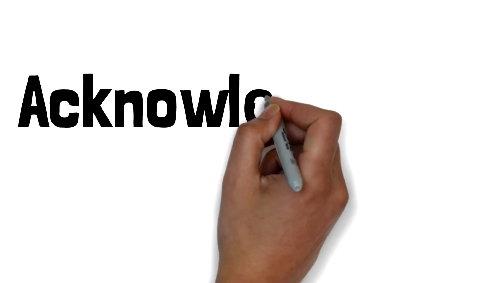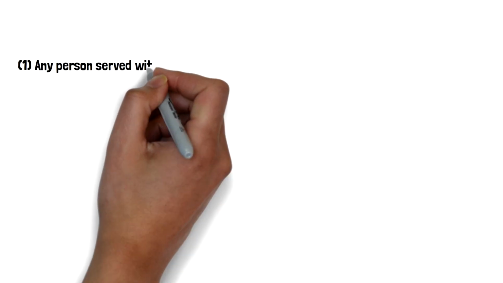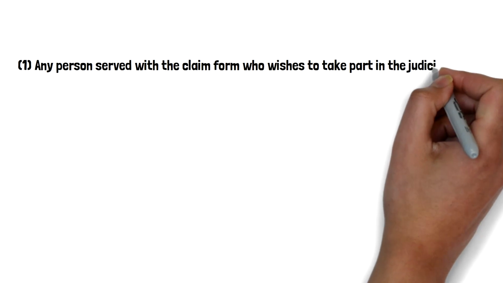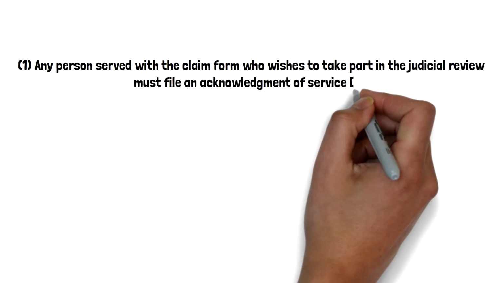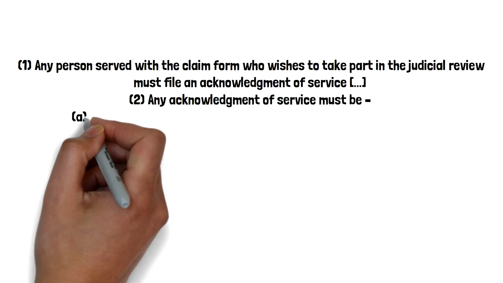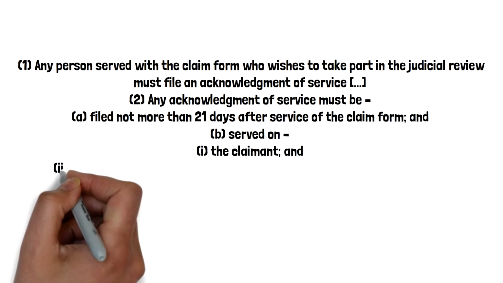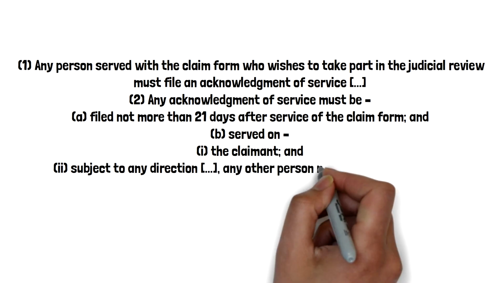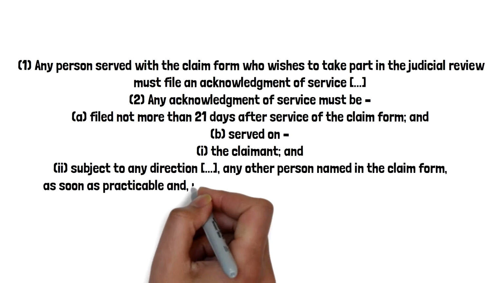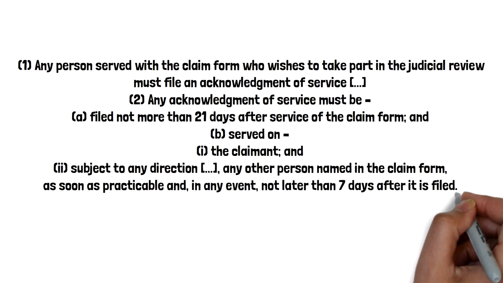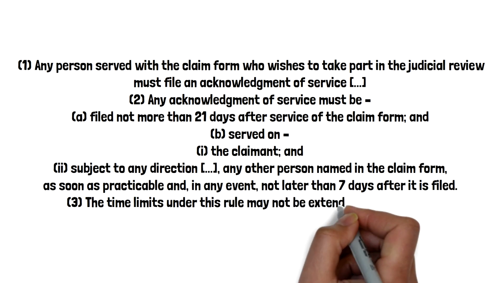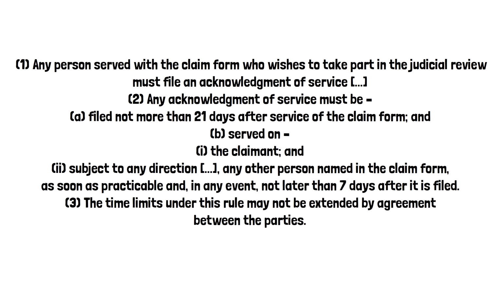Then we need to have a look at the acknowledgement of service. So what does the public authority do when they receive the claim form? They respond with what's known as an acknowledgement of service. The civil procedure rules state that any person served with the claim form who wishes to take part in the judicial review must file an acknowledgement of service. Any acknowledgement of service must be filed not more than 21 days after the service of the claim form and served on the claimant and, subject to any direction, any other person named in the claim form as soon as practicable and in any event not later than 7 days after it is filed. The time limits under this rule may not be extended by agreement between the parties.